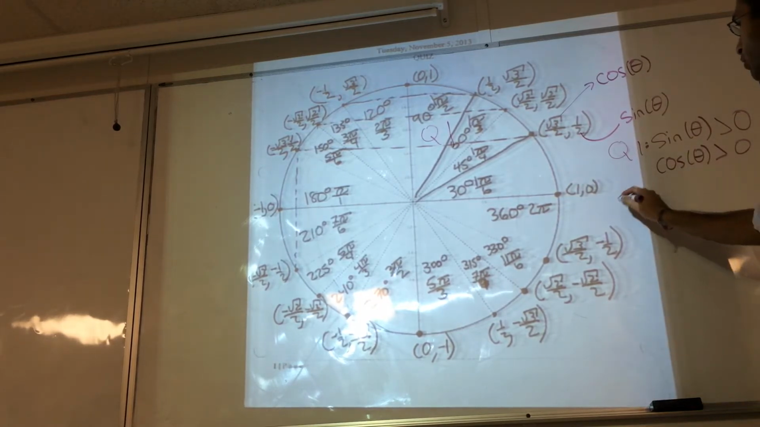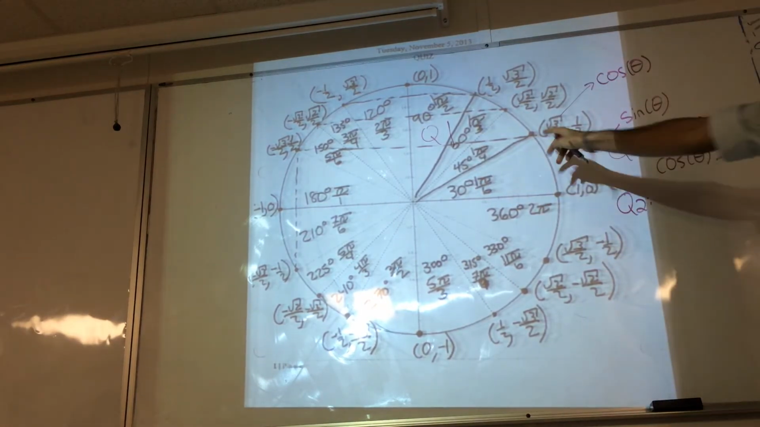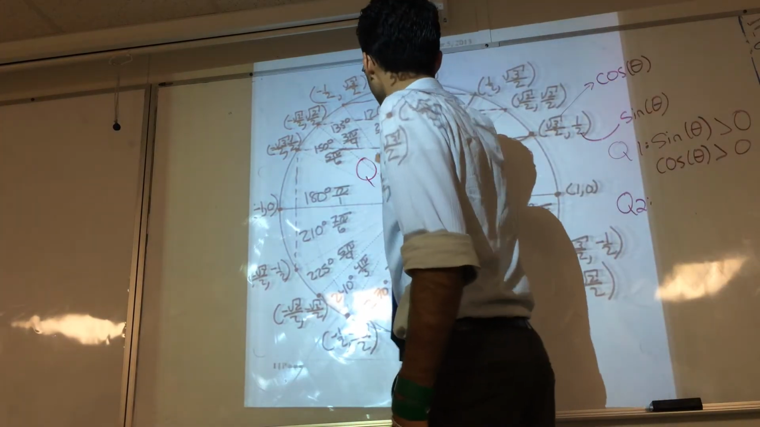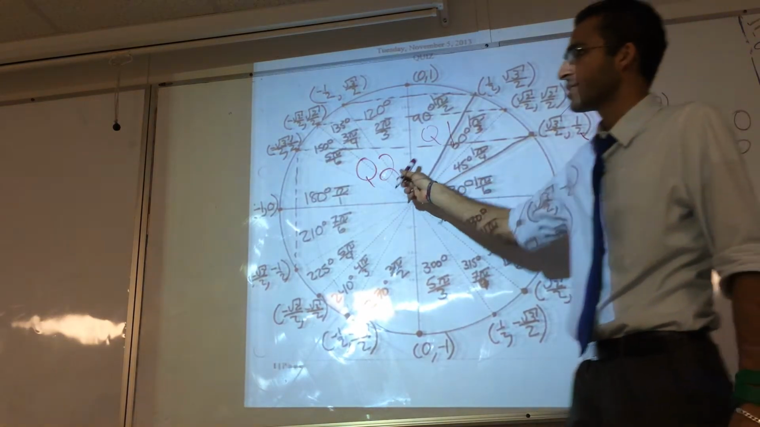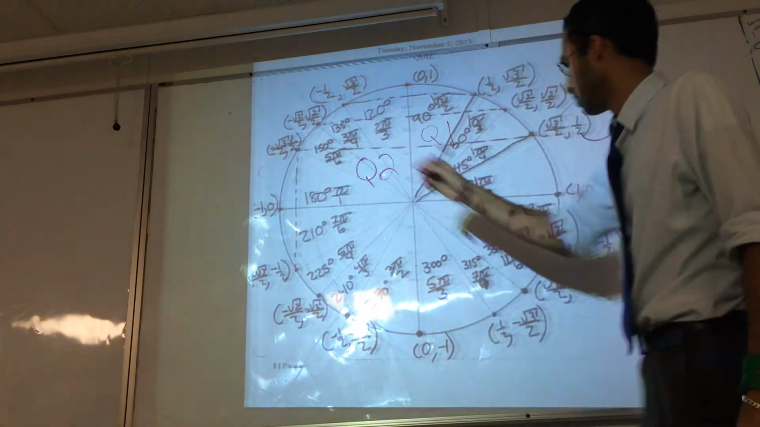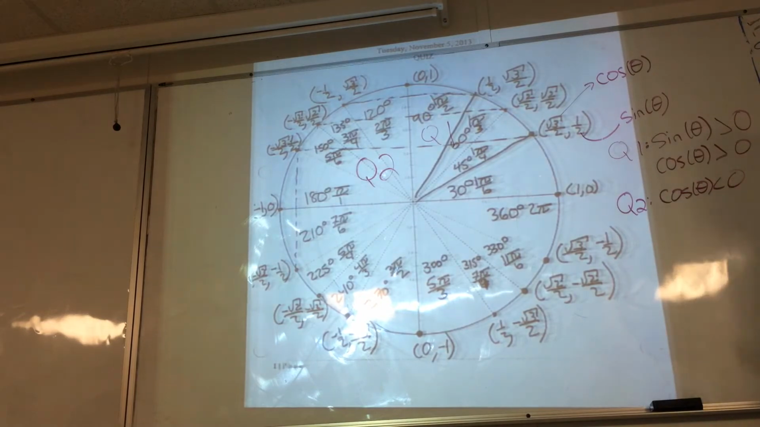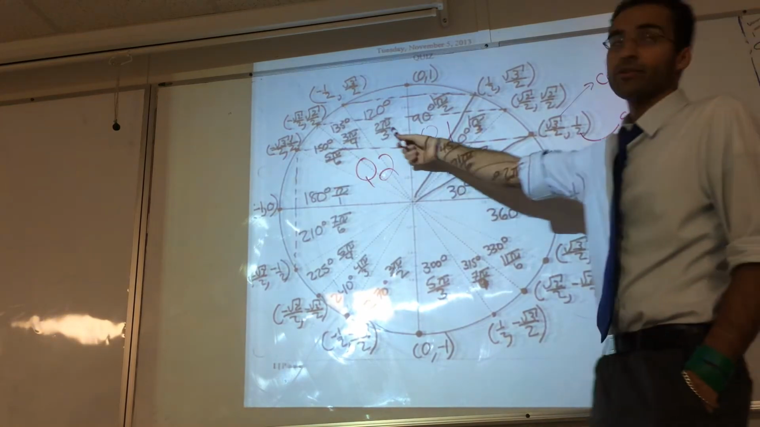In quadrant 2, x is always bigger than 0 in quadrant 1. So therefore, cosine is always bigger than 0 in quadrant 1. In Q2, that's over here, cosine, which are x's, must be less than 0. So in Q2, cosine of theta is less than 0, and sine of theta is greater than 0. Y values are above 0 over here.